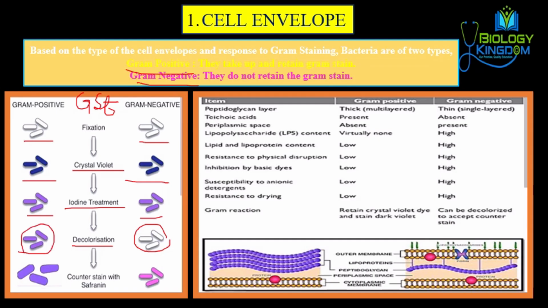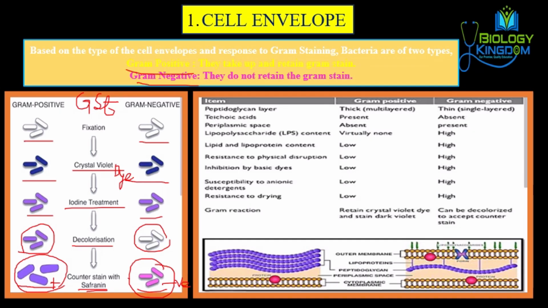So at the end, we counterstain with safranin dye. Here we use crystal violet dye first, and last we add the safranin dye in order to finally find out which bacteria is Gram positive and which bacteria is Gram negative. Gram negative bacteria will always have the counterstain color on them, so with that we can identify the bacteria as Gram negative, whereas Gram positive bacteria will always retain their color, so we can identify them as Gram positive.